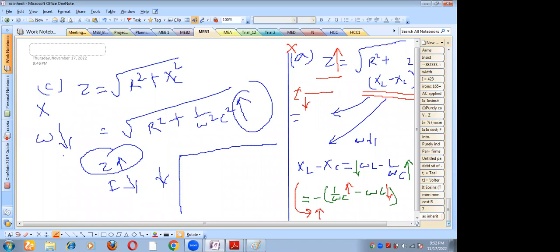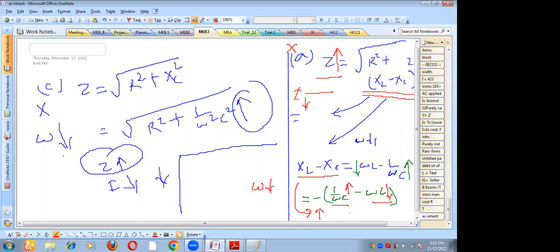Got it? Sir, can you explain the last part again? We have considered XL minus XC. XL minus XC is omega L minus 1 by omega C. I have taken minus outside so that you can understand it easily. So now 1 by omega C minus omega L. Now since omega is decreasing, obviously this will increase, this term will decrease. What will happen? Net effect will be increase.